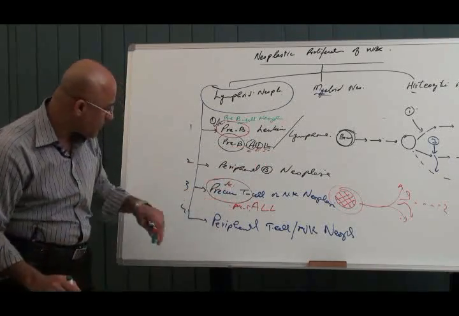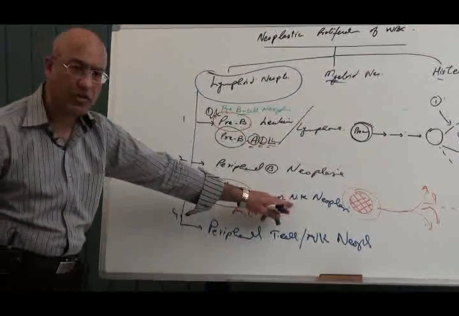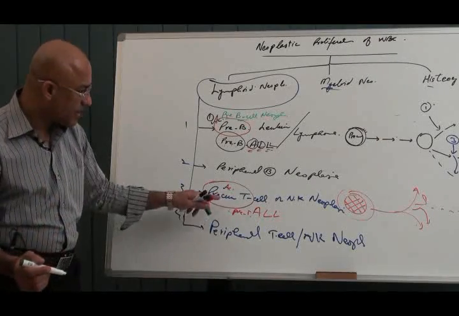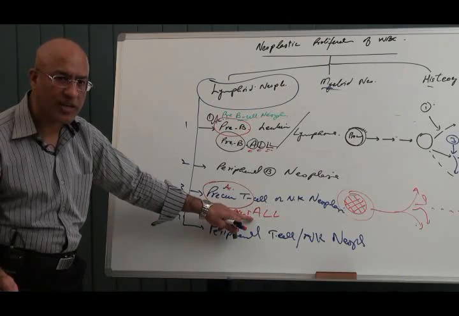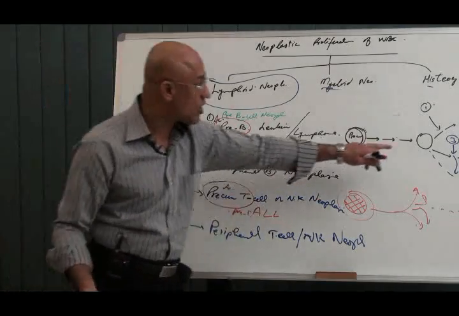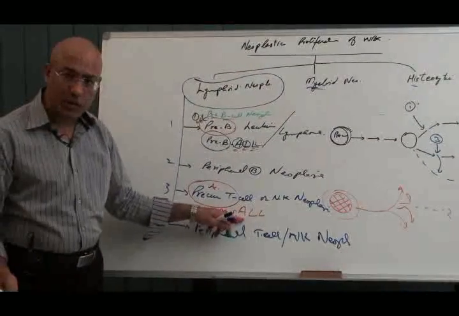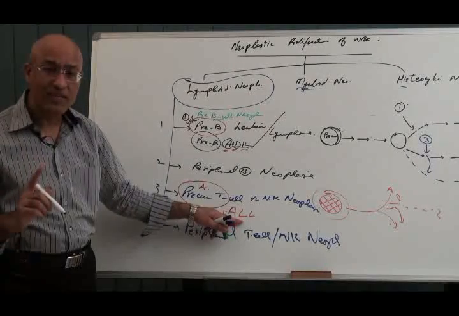And here now comes, what is this? Precursor T cell or natural killer cells are less common. So we will focus on precursor T cell. Precursor T cell will be acute or chronic? Acute. We are talking about this situation. Precursor T cell, acute. First of all, it is lymphoblast.